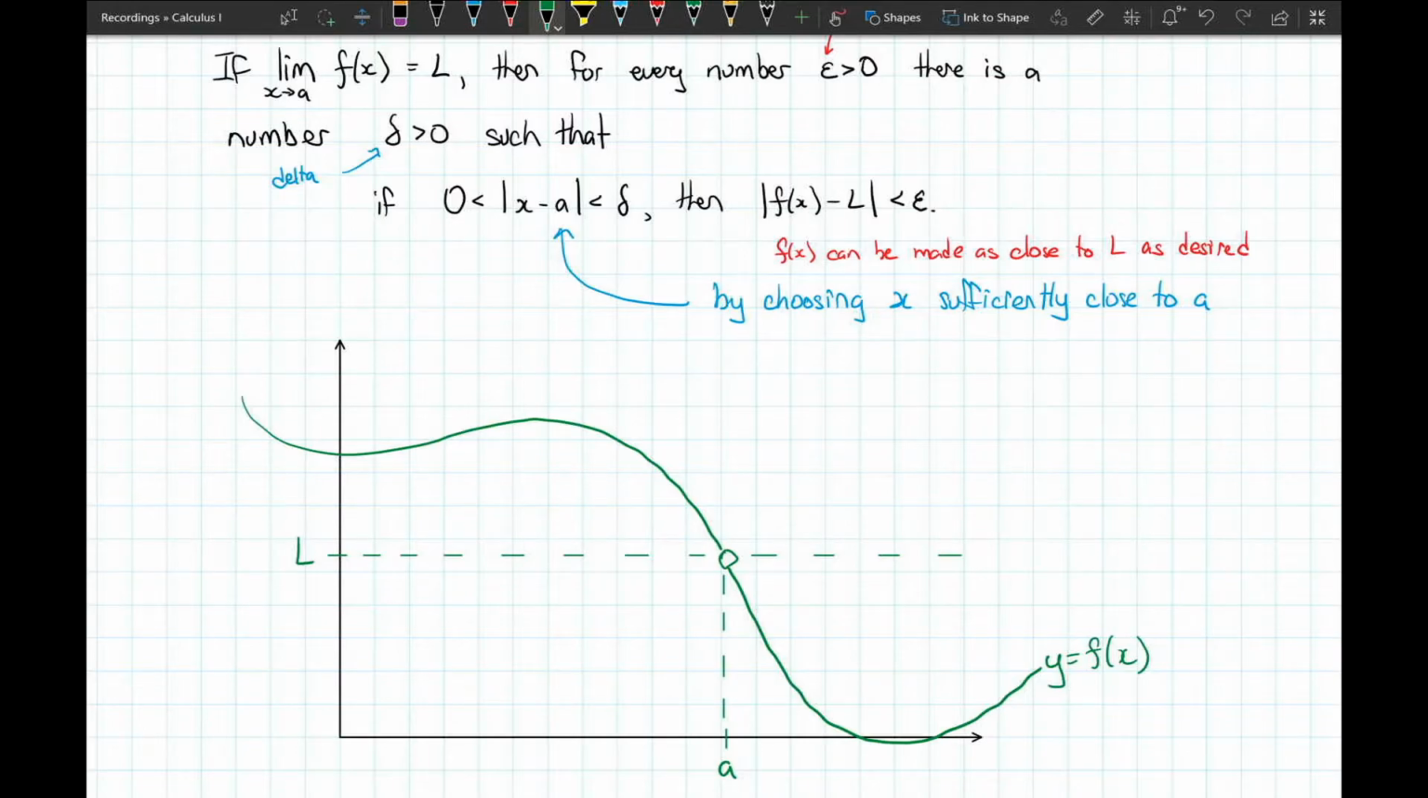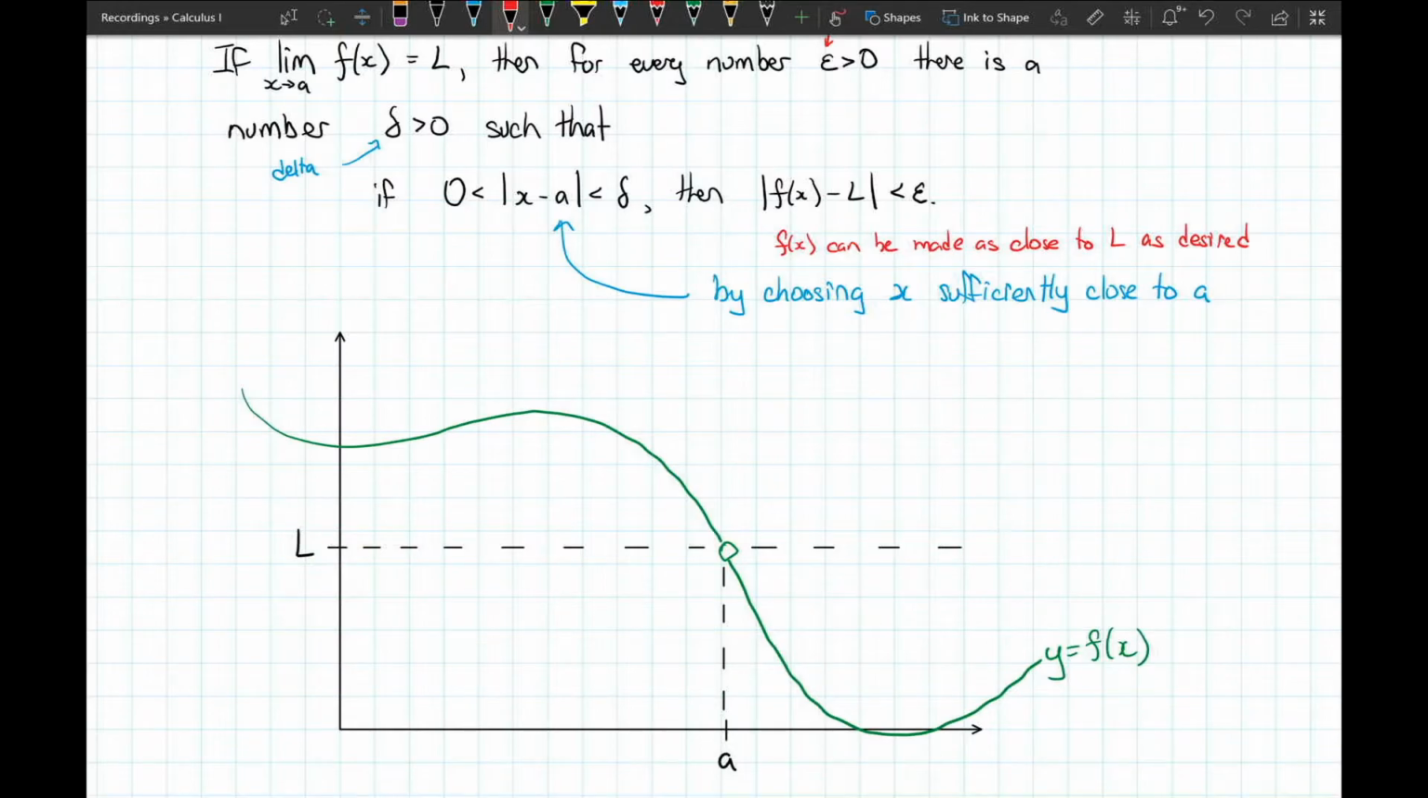Now, what about the epsilon and delta components here? All right, well, how close do we want our function to be to L? Pick a number, and that is our epsilon.